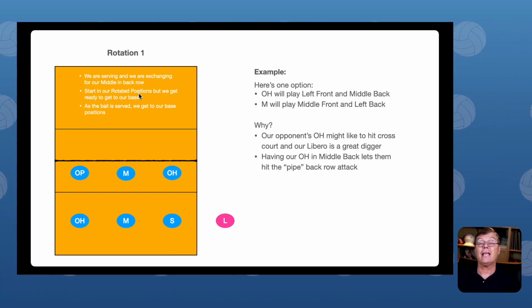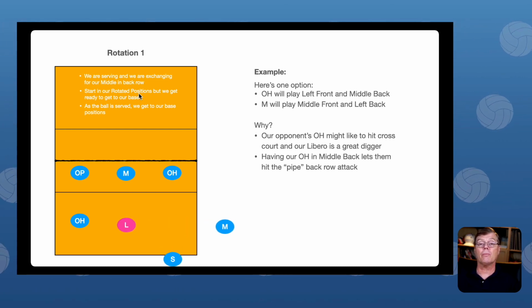good hitters, in the middle back position so they can attack using what we call a pipe, or in our system a 50 approach to making a back row attack. That's beyond what we're going to cover today, but that's some of the reasons we might do that. So in this case, let me back this up. We're going to put a libero in for our middle back hitter, and we're going to go back to serve.